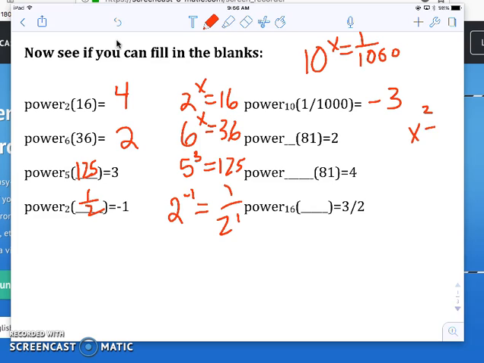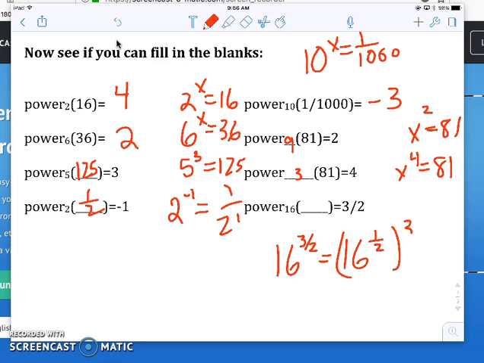What number squared gives you 81? So that's 9. What number to the fourth gives you 81? 3. And 16 to the 3 over 2. Well, that's 16 to the half, and then we cube it, so 4 cubed is 64.